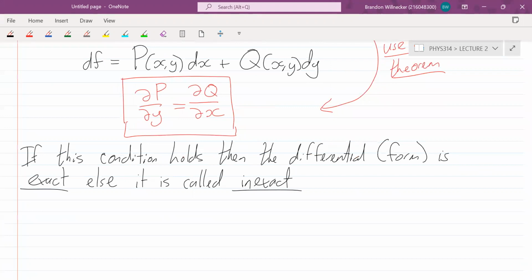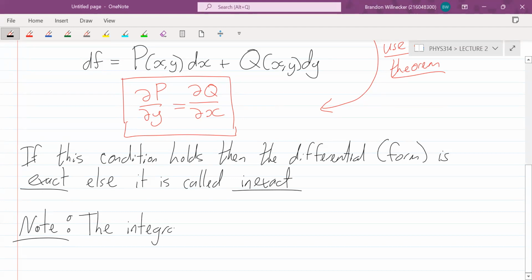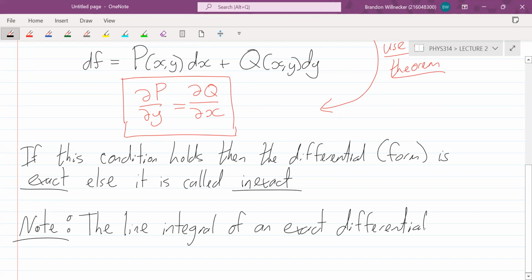So let's carry on. Now what can we do with these exact and inexact differentials? So note, and you're going to be proving this as homework: the integral, or I should say the line integral, of an exact differential is path independent.